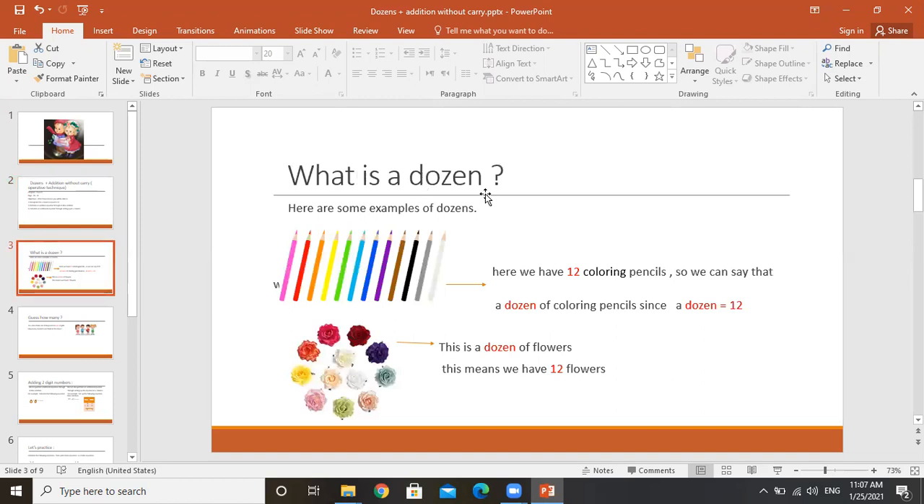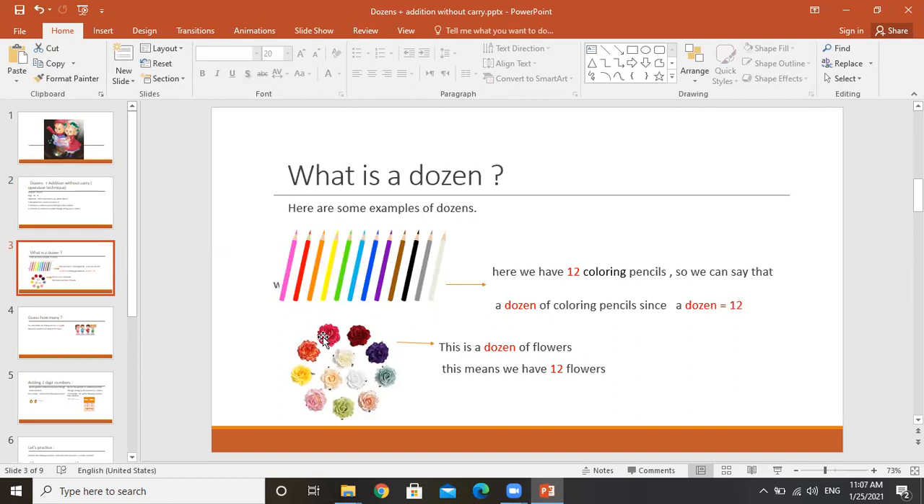What is a dozen? Here are some examples of dozens. Let's count the coloring pencils. 1, 2, 3, 4, 5, 6, 7, 8, 9, 10, 11, 12. So here we have 12 coloring pencils. So we can say that we have a dozen coloring pencils since a dozen is equal to 12.